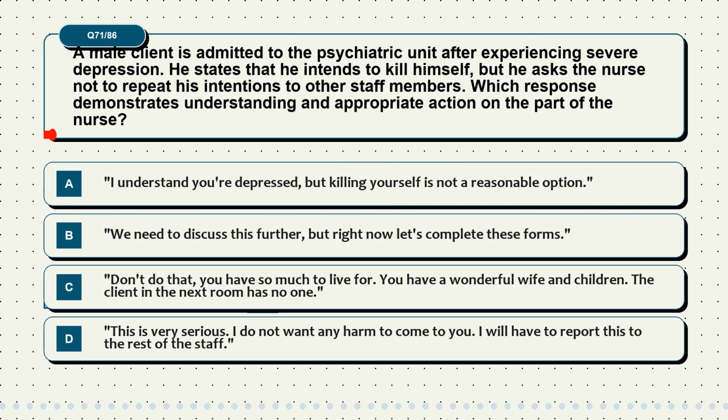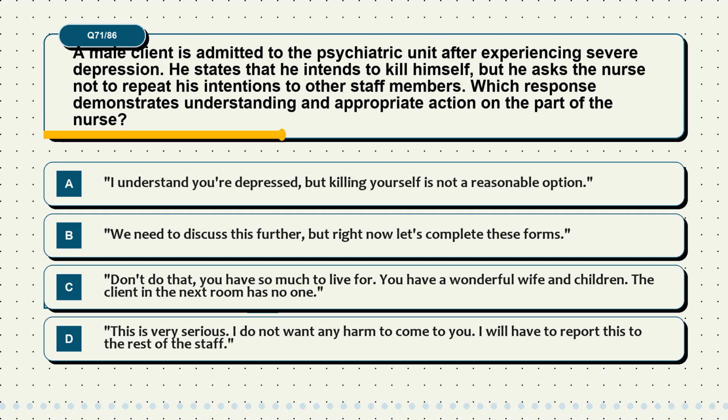Question 71. A male client is admitted to the psychiatric unit after experiencing severe depression. He states that he intends to kill himself, but he asks the nurse not to repeat his intentions to other staff members. Which response demonstrates understanding and appropriate action on the part of the nurse?